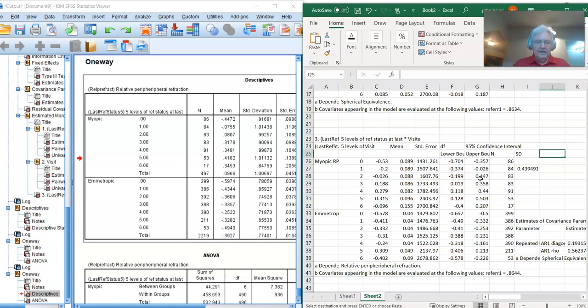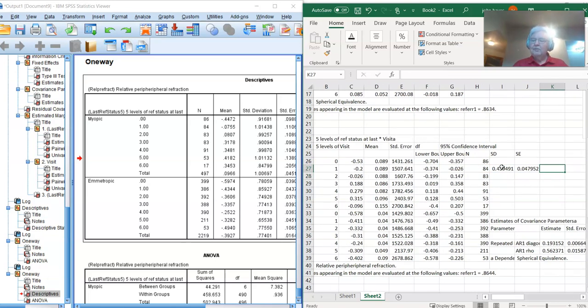We want our standard error. And that's going to be, now notice while we have a constant pooled variance, we're going to have a different standard deviation because we take the standard deviation and divide by the square root of n. So our standard error is 0.04.